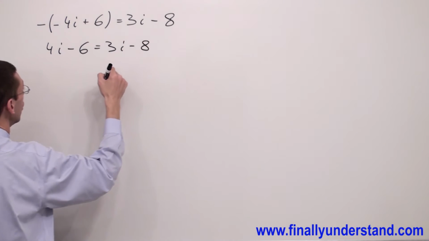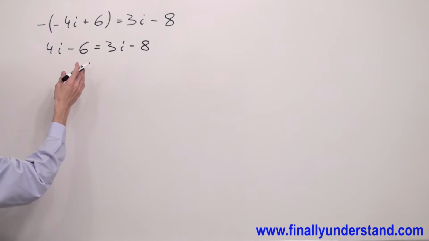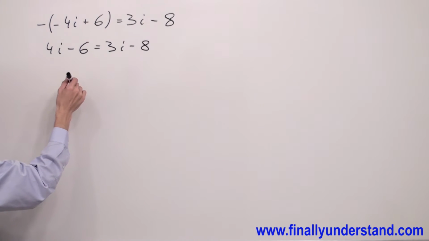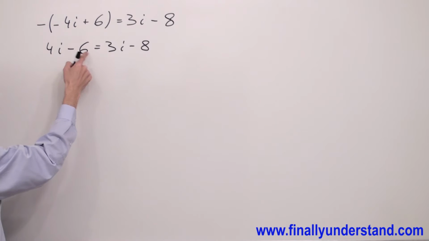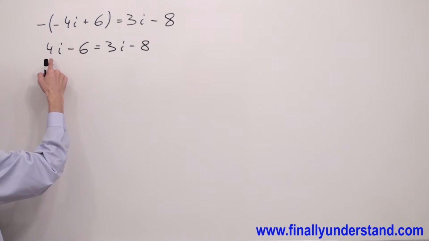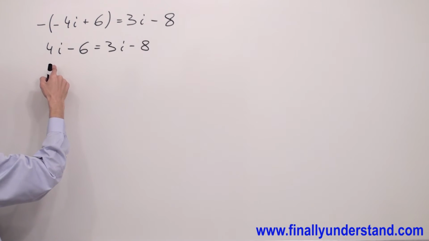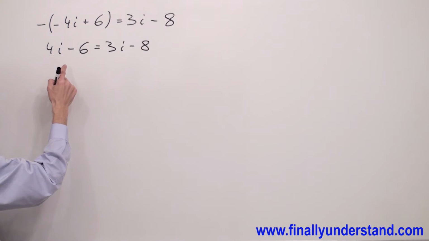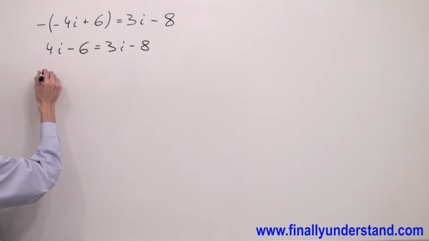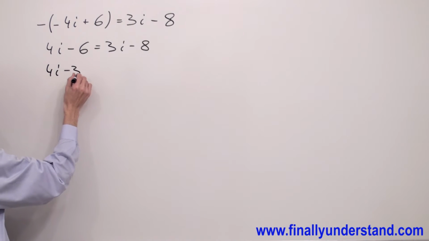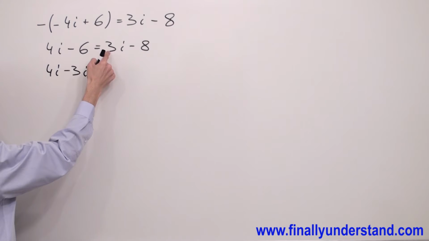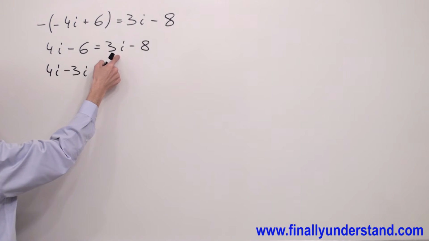I have to bring all i's to one side, either side, left or right. And negative 6 you have to bring to the other side. I'm going to collect all terms with i on the left side and everything without i, I'm going to move to the right side. That's why I'm going to have 4i minus 3i, because I'm going to bring 3i from right to left.